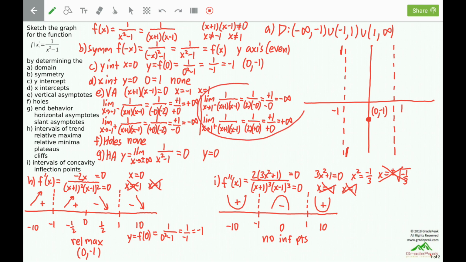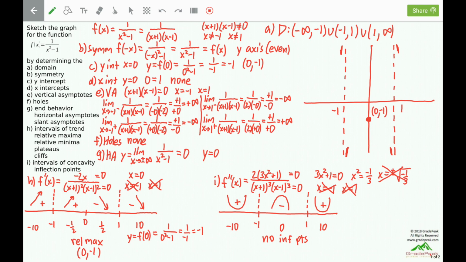We also have the behavior around the x equals +1 vertical asymptote. On the left side, we have it approaching negative infinity, and the right side approaching positive infinity. So on the left side approaching negative infinity, which means on the left side of it, it should be down here, and the right side approaching positive infinity, on the right side it should be up here.